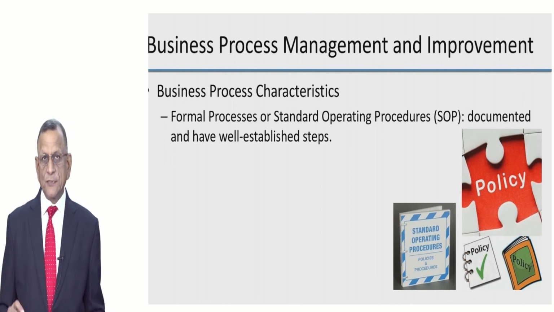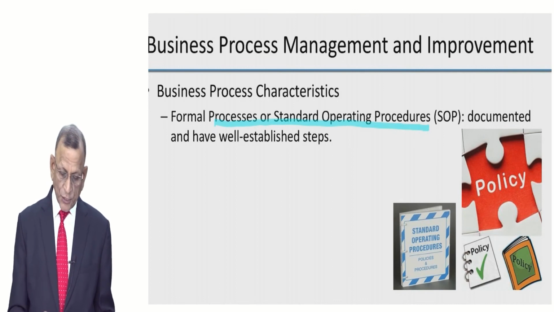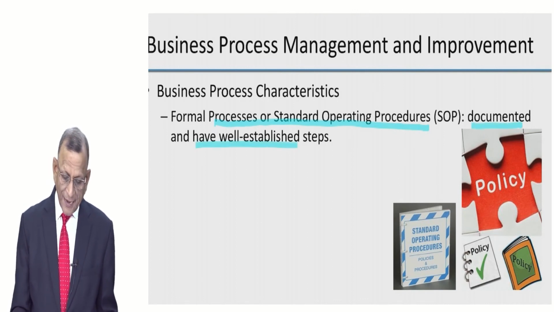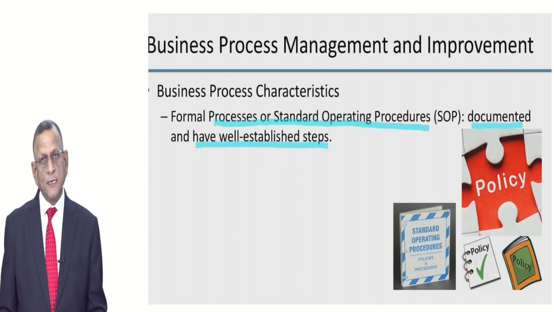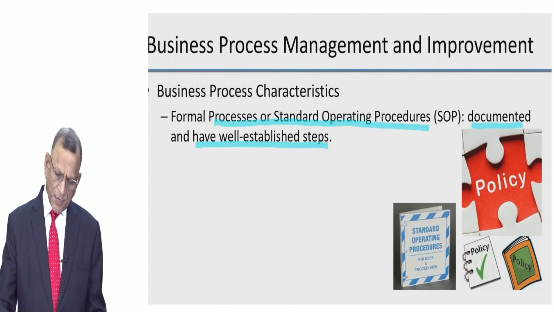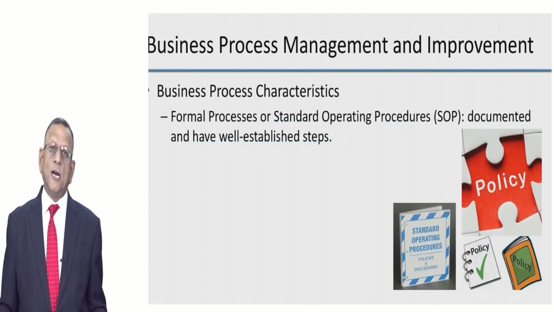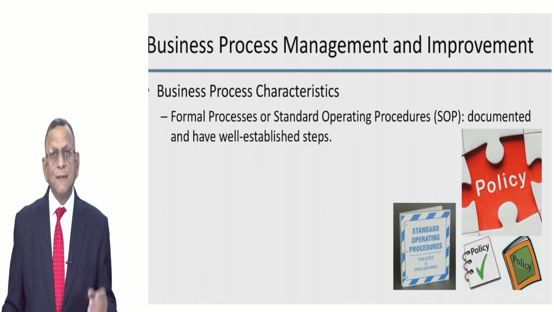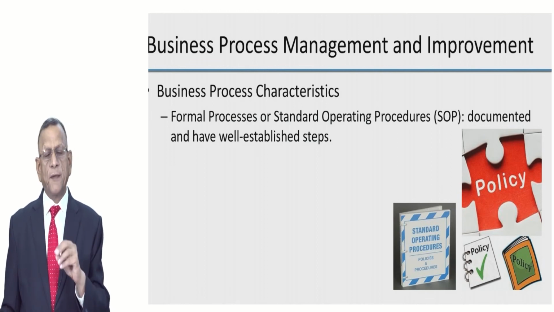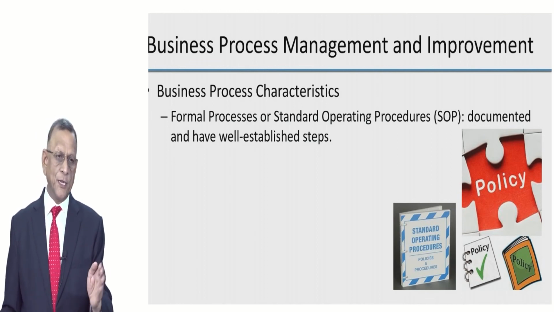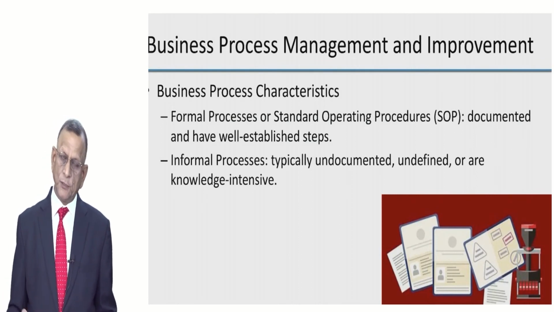So what are the characteristics of business process? Formal processes are standard operating procedures, documented, and have well established steps. Who will do what? When a particular thing will be done. It may not be documented, but there are standard processes. You go to McDonald's, you go to Pizza Hut, they have standard processes. Tools are there, raw material is available, and standard processes are there. So they'll be doing those processes to deliver whatever you are expecting them to deliver.